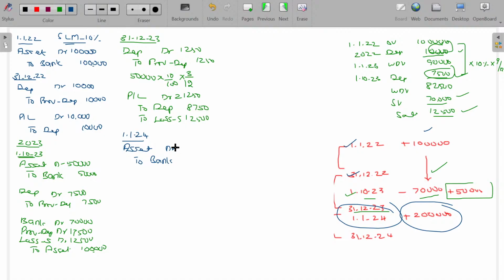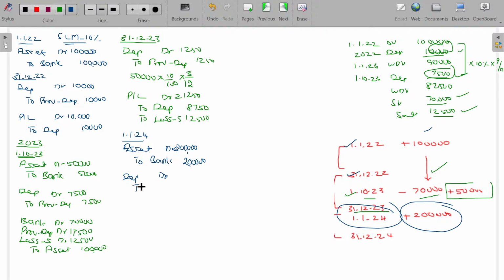Asset account debit to bank account, the value being 2 lakhs. Is that clear? Asset account debit to bank account. This one is over. For the year end, we have to calculate the depreciation for both the assets.